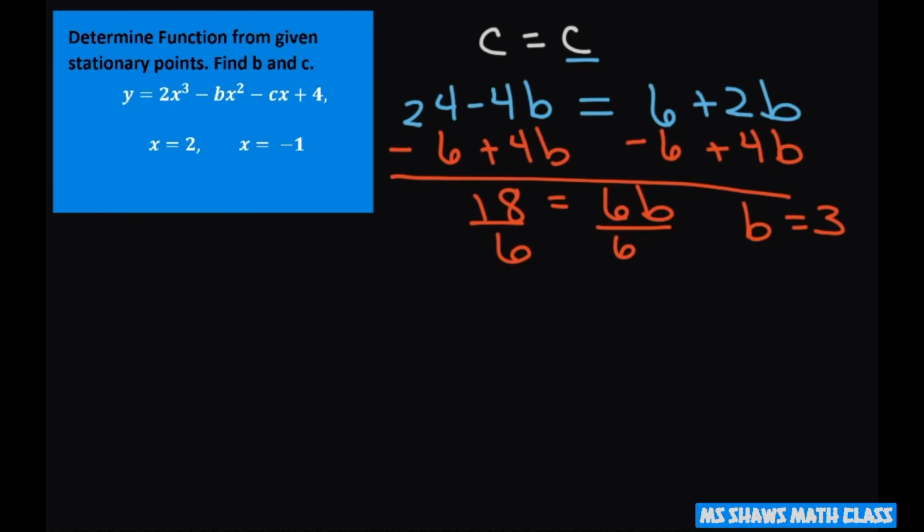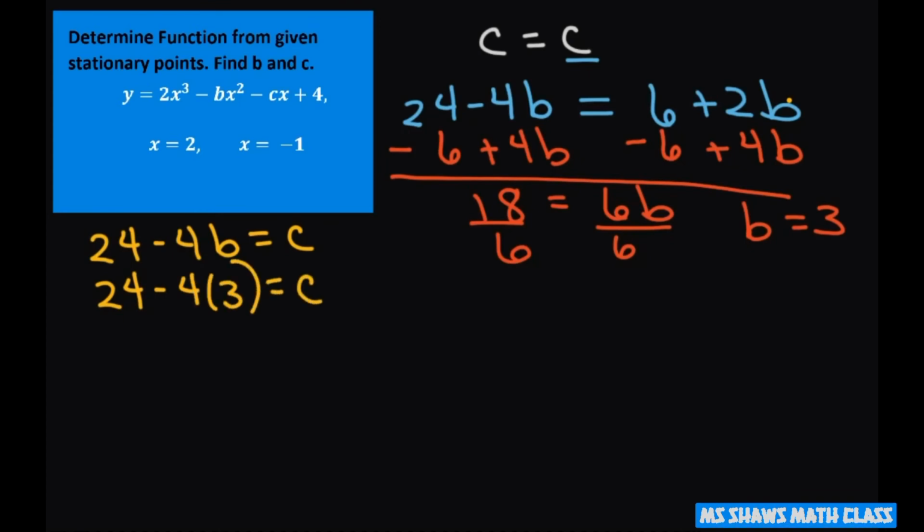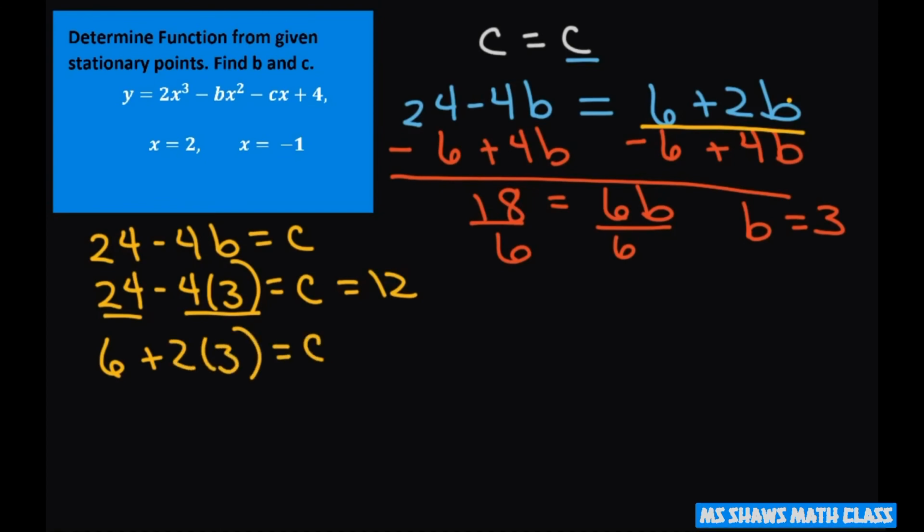Now, if b is 3, all we have to do is plug the 3 into this equation, because remember we had 24 minus 4b equals c. So 24 minus 4 times 3 equals c. That's 24 minus 12, so c equals 12. You could also do this one: 6 plus 2 times 3 equals c. That's 6 plus 6, which equals 12. These should be the same. If they're not, we did something wrong.